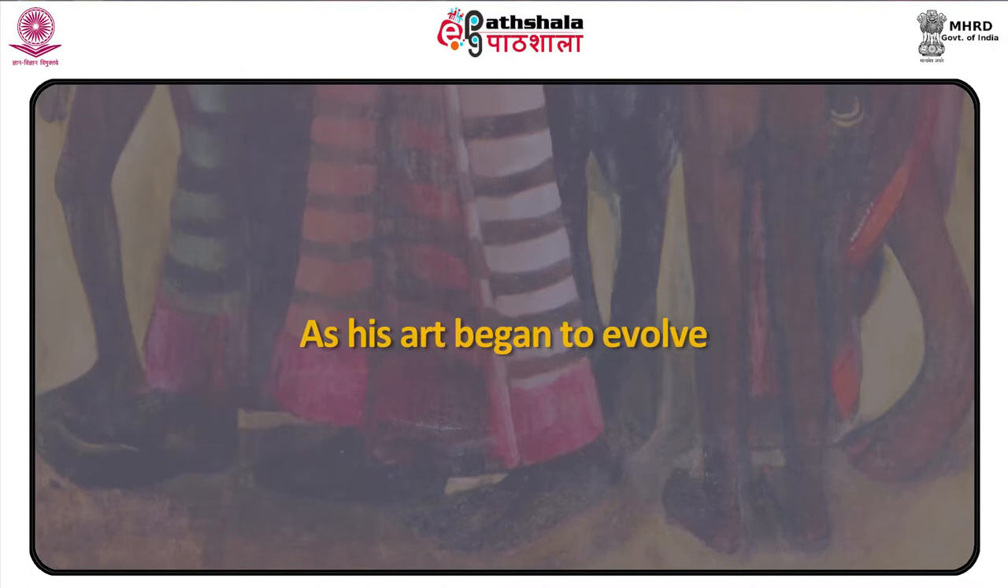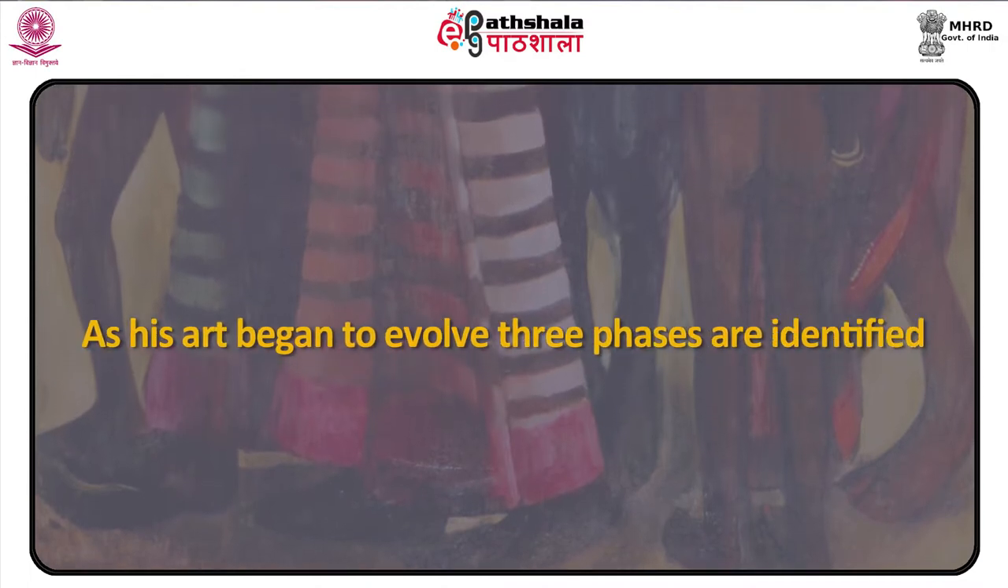Parthamitta records that soon he was to reject Kalighat artists for having lost the rural ideal, as they were based in an urban environment, and that by the mid-1920s, he had embarked on his epic journey to the Bengal countryside to collect folk paintings and to learn from the folk painters. As his art began to evolve, 3 phases are identified.